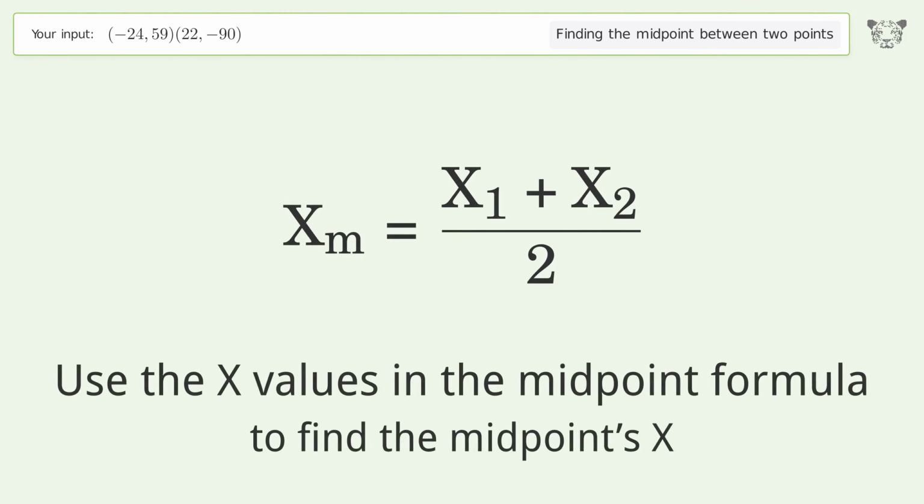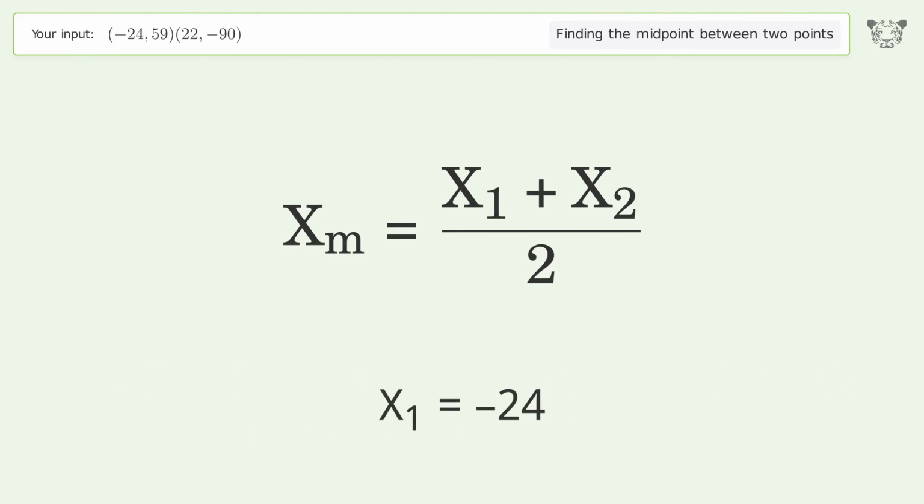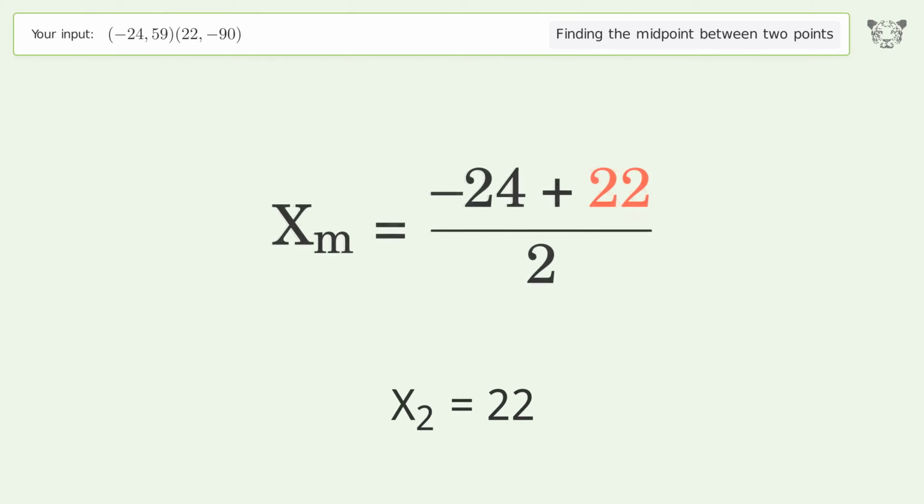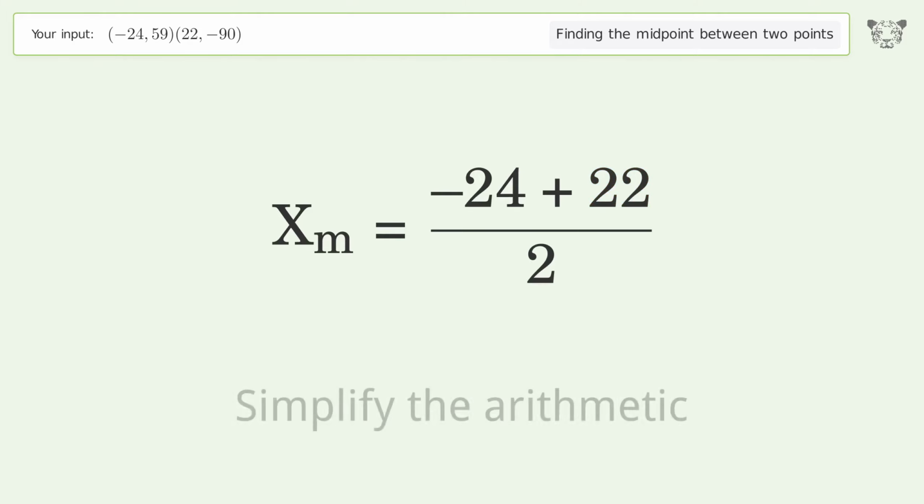Use the x values in the midpoint formula to find the midpoints x. x1 equals -24. x2 equals 22. Simplify the arithmetic.